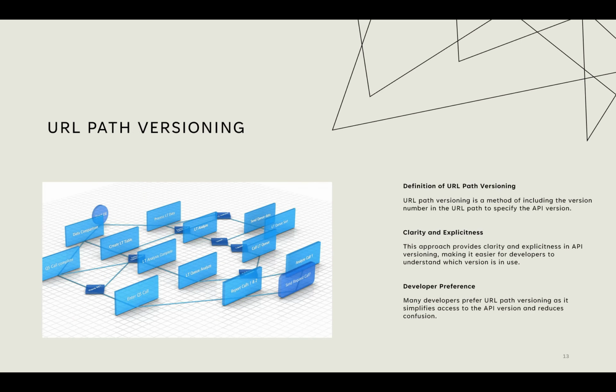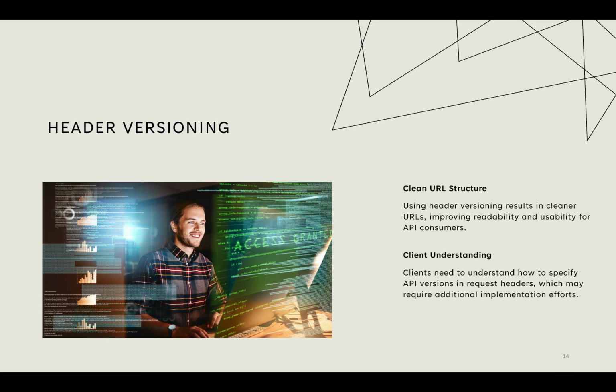URL path versioning involves including the version number directly in the URL path. This is a clear and explicit way to indicate the API version being used and is favored by many developers. Header versioning allows clients to specify the API version in request headers. This method keeps the URL cleaner but requires clients to understand and implement header usage.